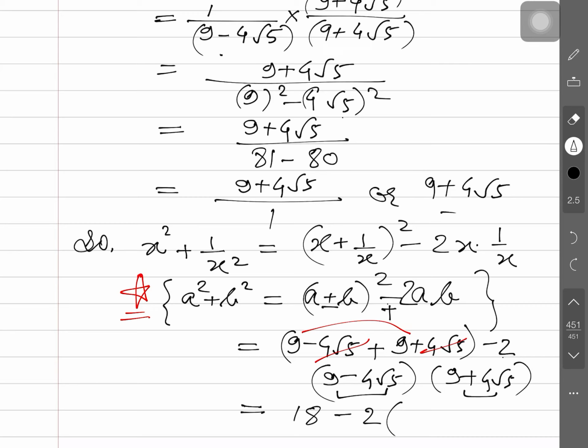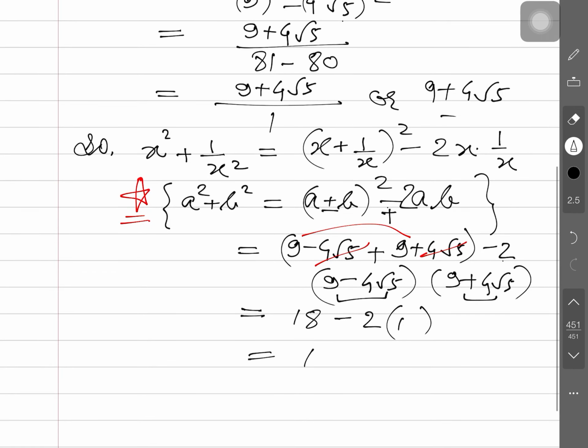Not. So, what? It comes 1. So, 16 minus 2. What is that? Oh, sorry, 18 minus 2. 16. Can you simplify 16 more? Oh, no. 16 is your answer.